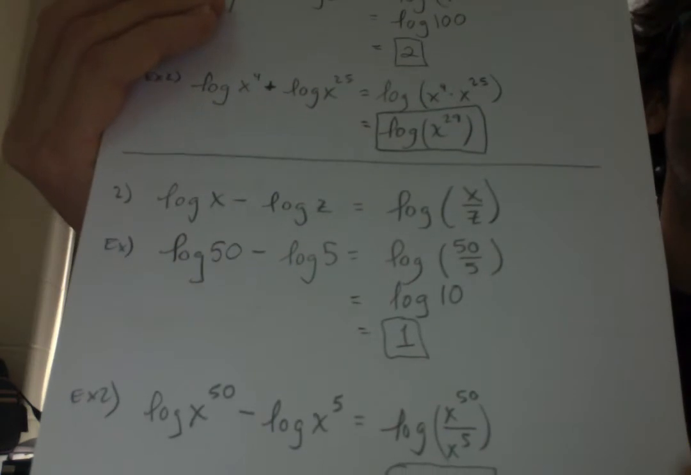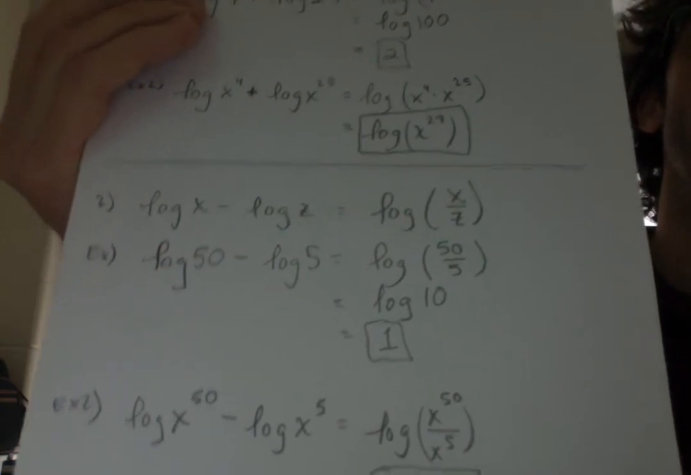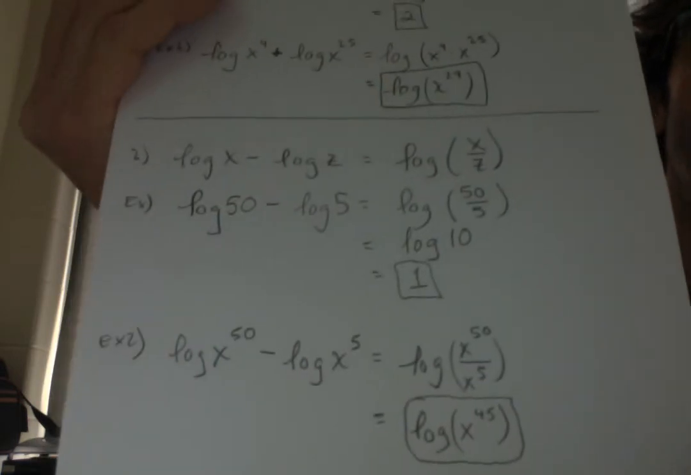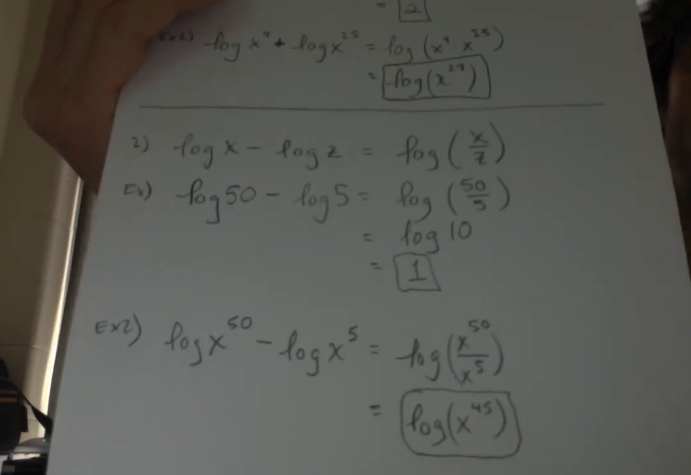X to the 50th divided by x to the 5th is going to be the new argument, and that is not x to the 10th, but it is x to the 45th. So the new answer will be log of x to the 45th.